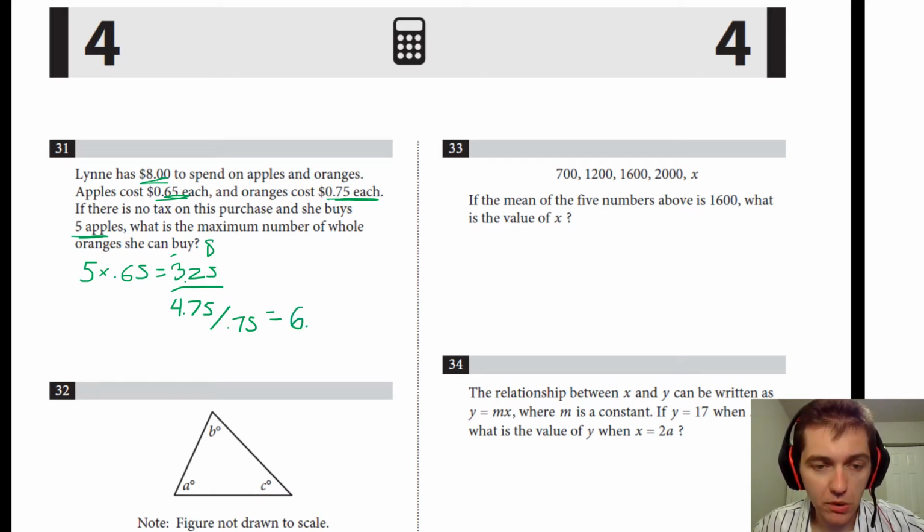She can purchase 6.33 repeating oranges. Go back to the problem. They're asking about how many whole oranges can she buy. So throw off this 0.33 at the end. Your answer is 6.